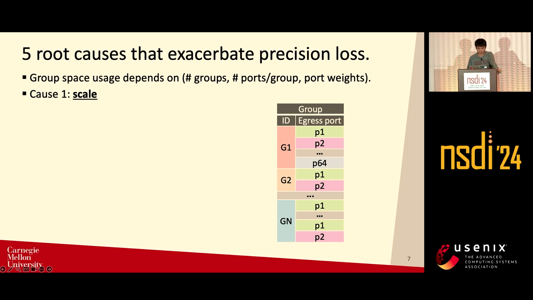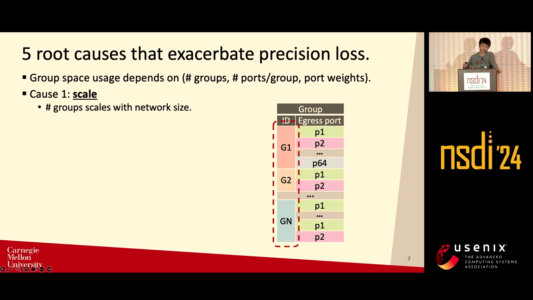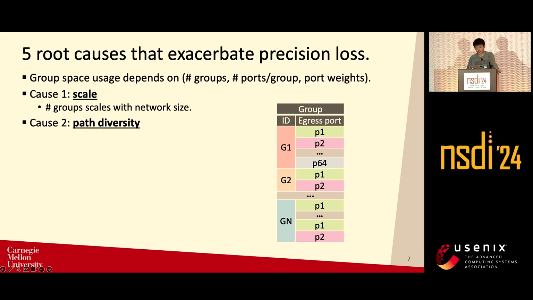Number 1 is scale. So as the network gets larger, the number of groups also increases. Number 2 is path diversity. So this means the number of ports in a group. And TE sometimes would use many ports in a group for good reasons, but that also makes the group size larger. And root cause 3 is skewed weights.